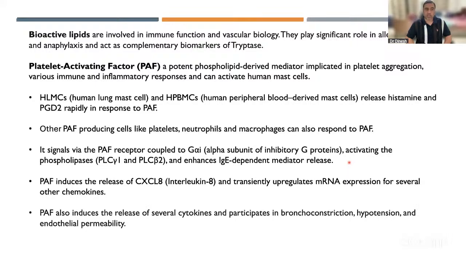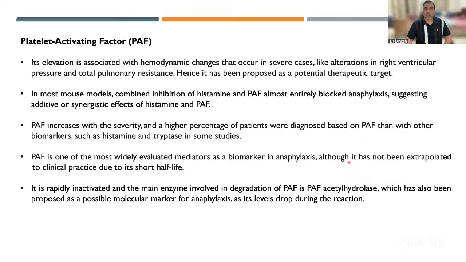The other PAF producing cells like platelets, neutrophils, and macrophages can also respond to PAF. They signal through the G-alpha inhibitory protein, activating the phospholipases, and enhance IgE-dependent mediator release. PAF also releases certain chemokines like interleukin 8 and also upregulates mRNA expression of other chemokines. And even cytokines, it induces the release of several cytokines and participates in bronchoconstriction, hypertension, and endothelial permeability. So its elevation is associated with all these hemodynamic changes.